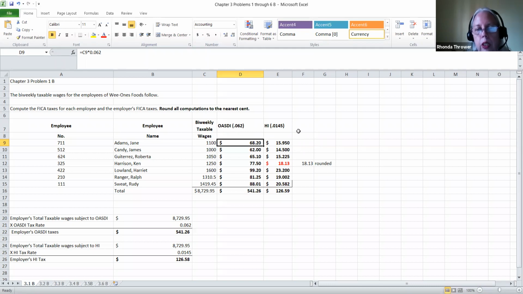For this year. So to get the HI taxes, we simply multiply the biweekly wages times 1.45%. And I went ahead and broke it down into a decimal for you. So you just multiply this by this and it'll give you that. Now you want to make sure that you are calculating these to the nearest cent. So in my formula here, I noticed I don't have it to the nearest cent. So if you'll hold on just a minute while I move some things out of the way that you can't see, I'll change these to the nearest cent.